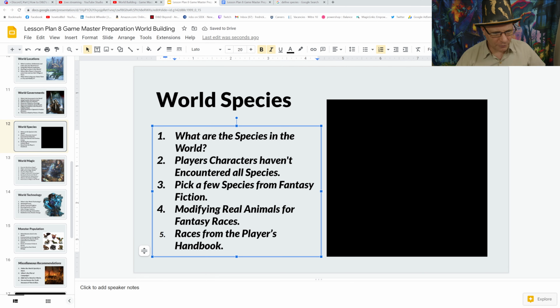Okay. Modify real animals for fantasy species. So from races, species, or species and races, and races from a player's handbook.